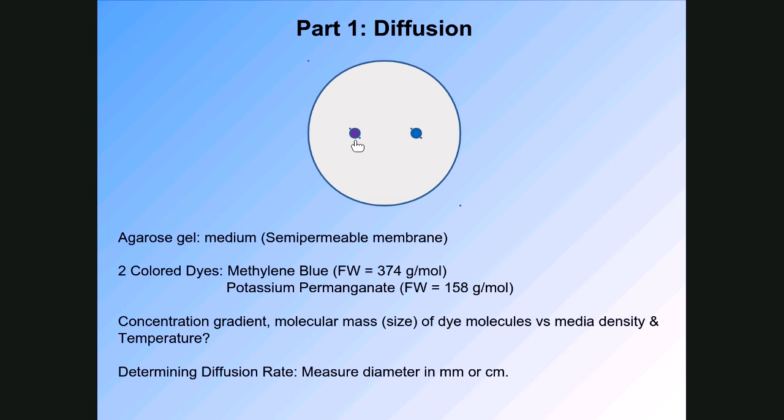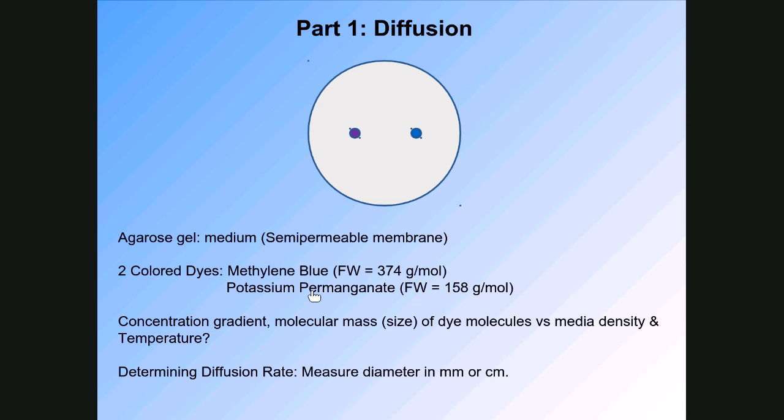If you look, it says the formula weights. Well, the formula weights are referring to the molecular masses. So potassium permanganate has a formula weight or molecular mass of 158 grams per mole. Methylene blue has a formula weight or molecular mass of 374 grams per mole. Therefore, the molecules that make up the methylene blue are much larger than the molecules that make up the potassium permanganate.